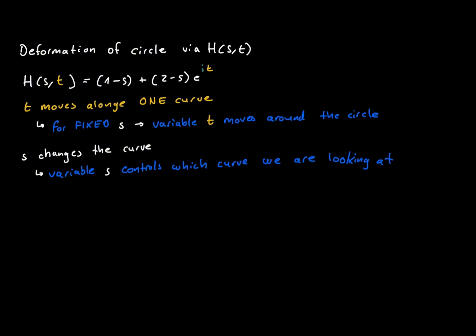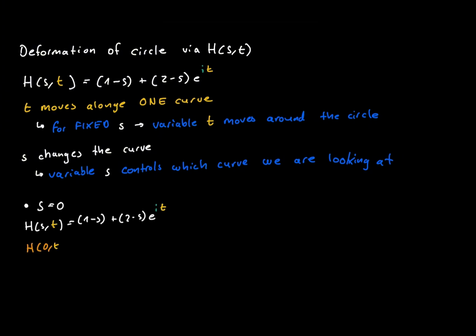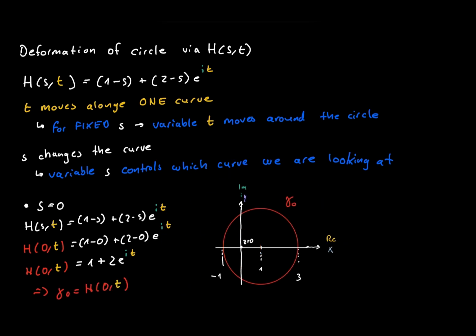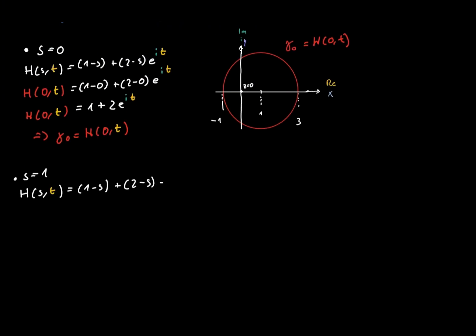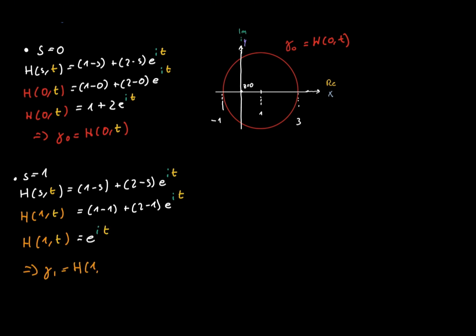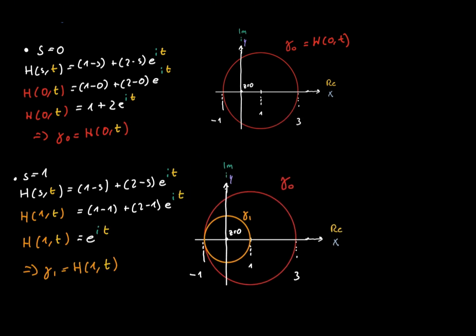If s equals 0, we get 1 plus 2 e to the i t. That is exactly the first curve. So at s equals 0, we have the big circle. If s equals 1, we get e to the i t. That is exactly the second curve. So at s equals 1, we have the small circle.